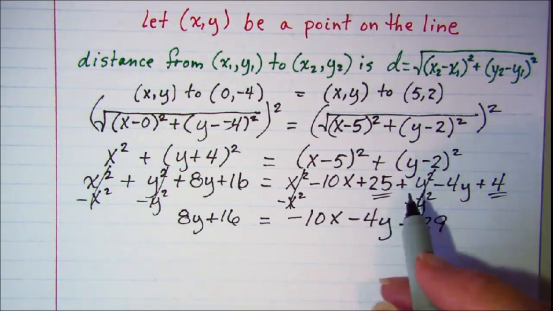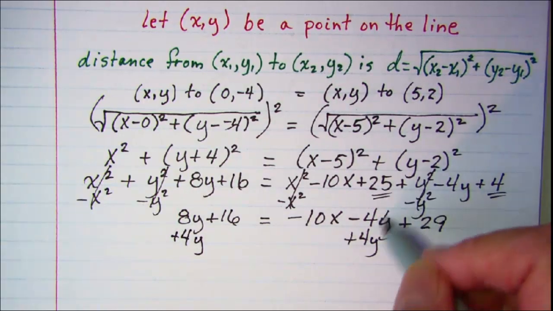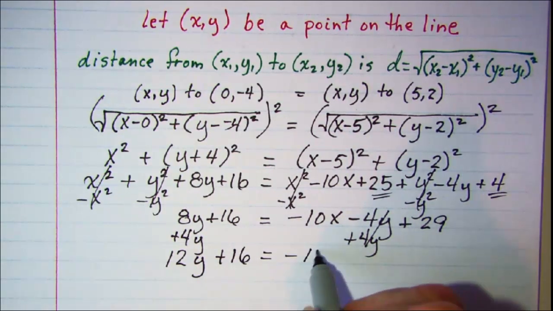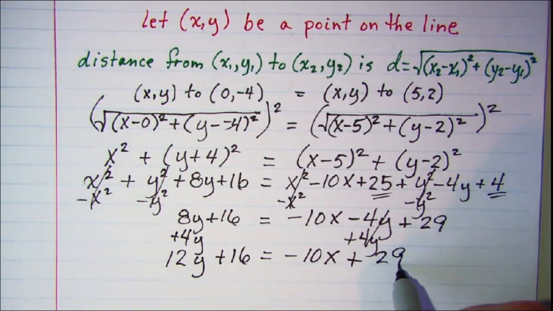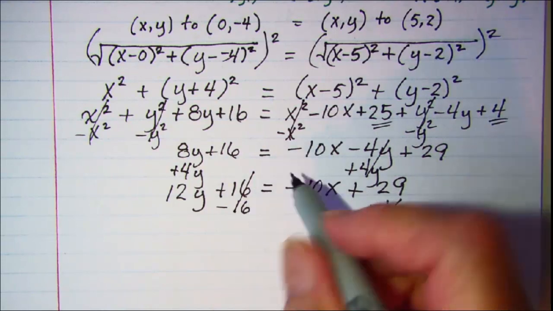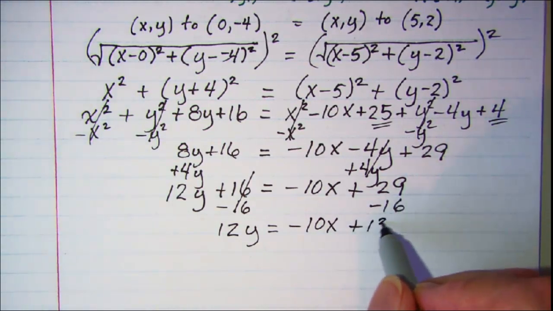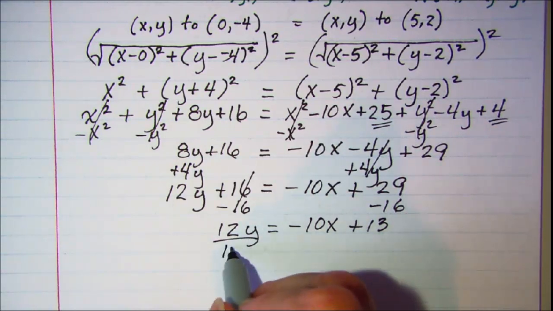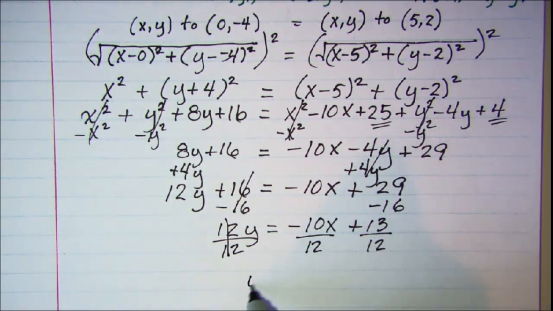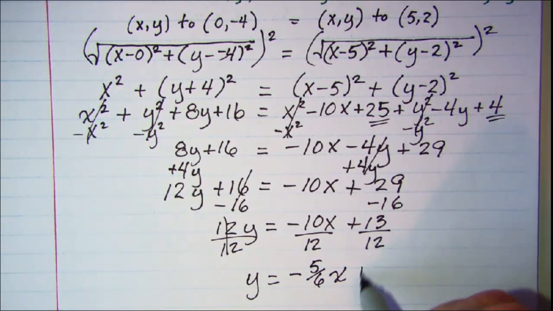We need to put the y's on the left side, so let's add 4y to both sides. This will cancel, and I have 12y plus 16 is equal to negative 10x plus 29. Subtract 16 from both sides. And I have 12y is equal to negative 10x plus 13. Last step would be to divide both sides by 12. So we'll divide all of the terms by 12. These will cancel. And I have y is equal to negative 5/6 x plus 13/12.